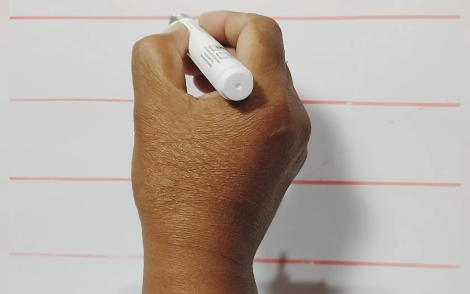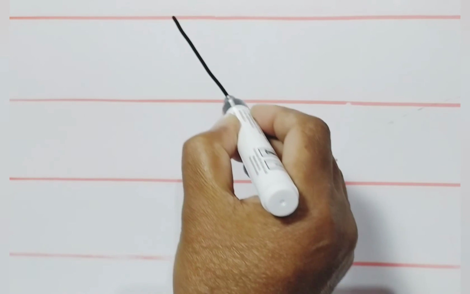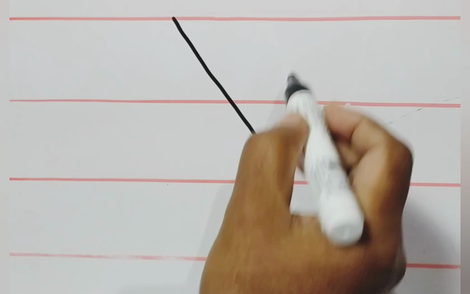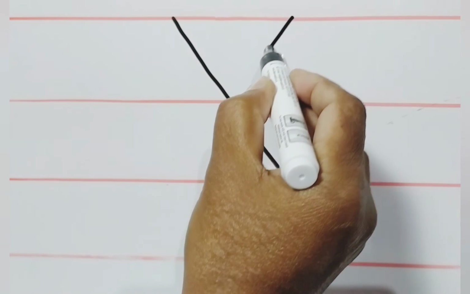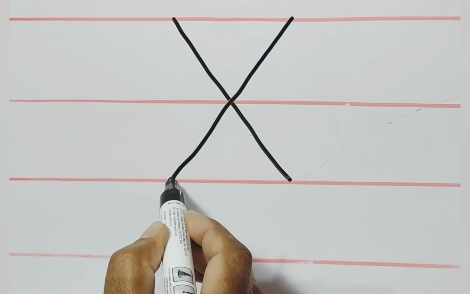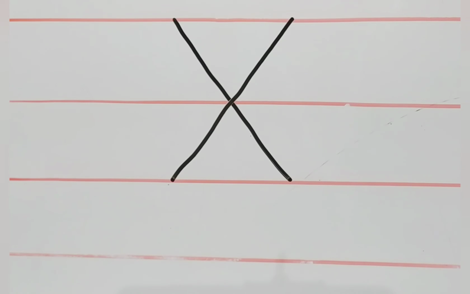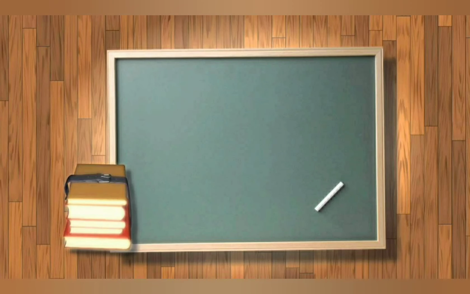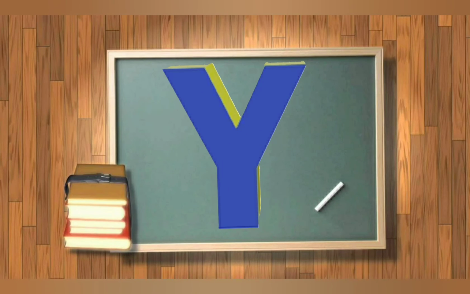Start from the top and draw a slanting line down towards the right and then go to the top and draw a slanting line towards the left. Continue the first line in the middle. This letter is X. Next letter Y.